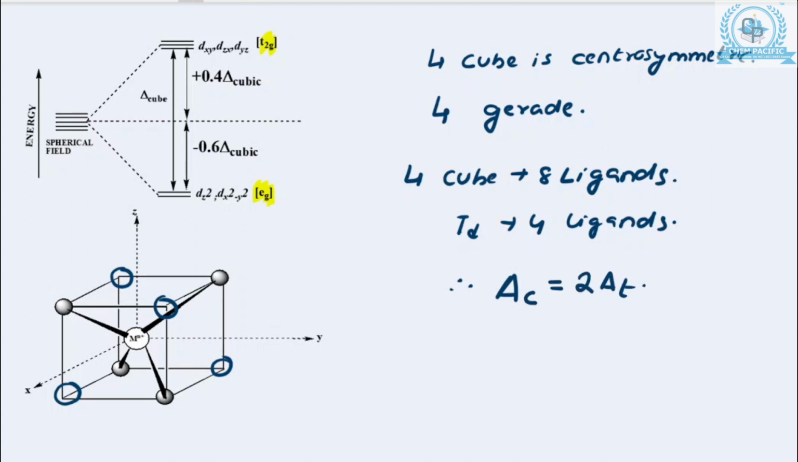So therefore what did we get overall? Tetrahedral crystal field stabilization is 4 by 9 of octahedral stabilization and is equal to half of the CFSE of the cube. Clear, students? So this is very important.